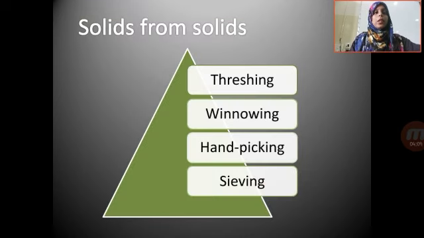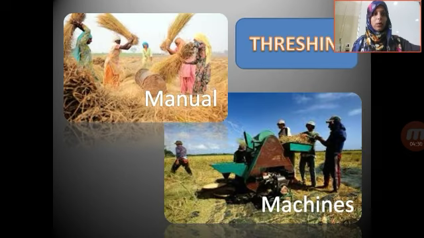First one is solids from solids. Under this, for separating solids in a mixture of two or more solids, the properties which can be used to separate are weight, size, shape, color, etc. The common methods of this type are threshing, winnowing, hand picking and sieving. Let us see one by one what these methods are.